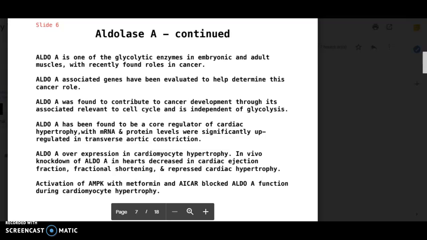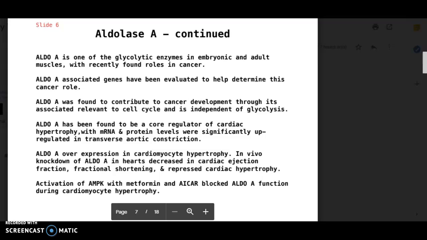Metabolic dysfunction is a hallmark of cardiac hypertrophy and heart failure. During cardiac failure, the metabolism of the cardiomyocyte switches from fatty acid oxidation to glycolysis. However, the roles of these key metabolic enzymes in cardiac hypertrophy are not fully understood. In the present work, ALDO-A was identified as a core regulator of cardiac hypertrophy. The messenger RNA and protein levels of ALDO-A were significantly regulated in transverse aortic constriction and isoproterenol-induced hypertrophic mouse hearts.